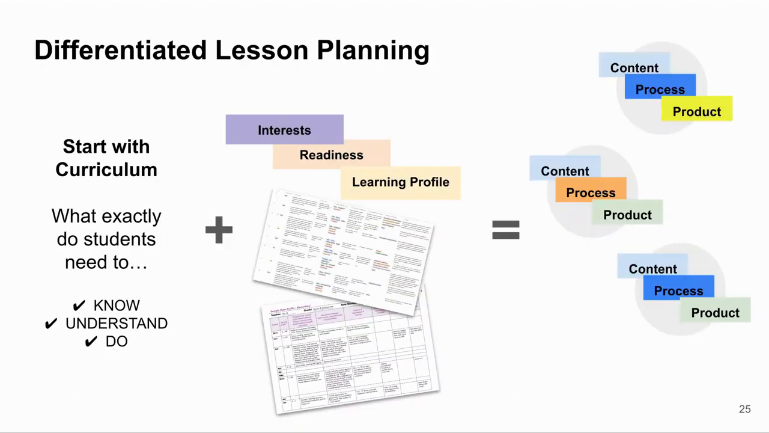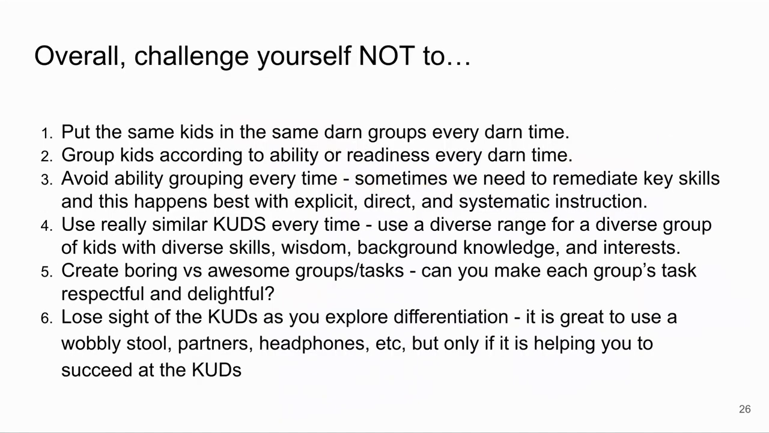So, you know a lot now about how to do this process of differentiated lesson planning. It's not so hard. Here's a few things to keep in mind overall. Challenge yourself to differentiate in a really dynamic and diverse and interesting and creative and imaginative way. Try really hard not to put the same kids in the same darn groups every darn time. Nobody likes that. Challenge yourself not to group kids according to ability or readiness every darn time. Nobody likes to feel like their level of ability is the most important thing about them.